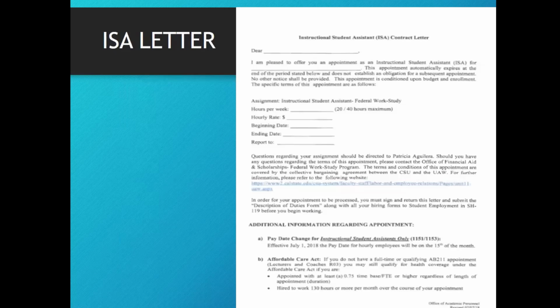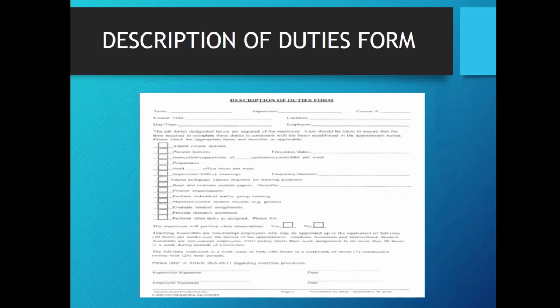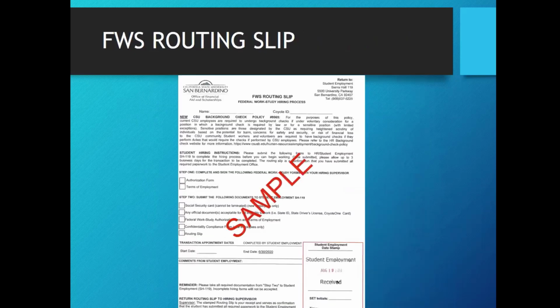Again, I just touched base on the ISA letter for employers that hire the instructional student assistants, that they need to complete the description of duty forms that we just went over. And then finally, this is the routing slip that comes along with your form. So after student employment receives the hiring forms and they hire them into the system, they will send you confirmation. And usually, I don't know what it's going to look like this year, but they usually stamp their student employment that they received it, and then they will be responsible for sending this out to you, which serves as confirmation that your student has been hired and they can start working.